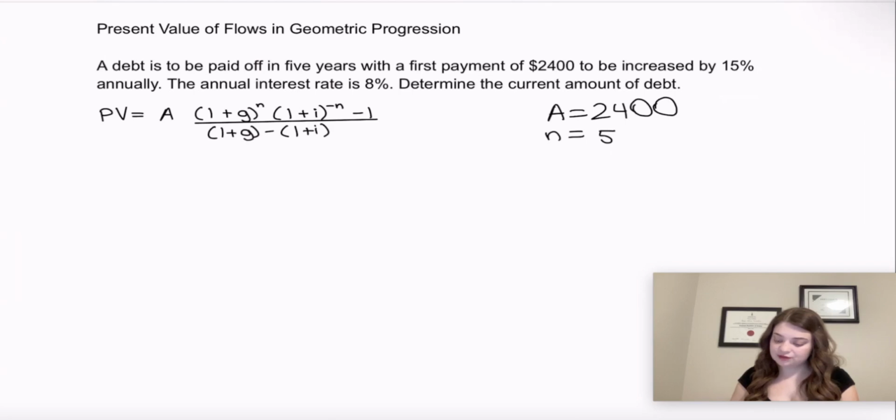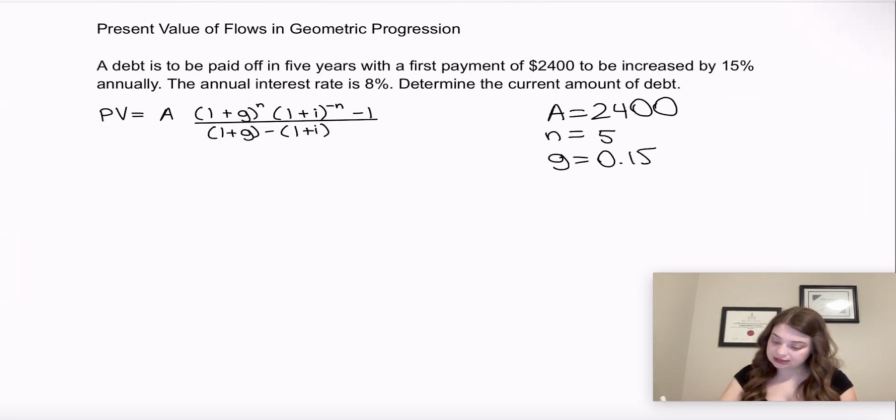All right, then we have g, which is the gradient percentage. Notice this is a lowercase g instead of an uppercase G. And the reason for that is because the uppercase G represents the amount up that we're going each time when we're doing arithmetic progression. But in this case, g is not a specific number value, it's a percentage. It's 15%.